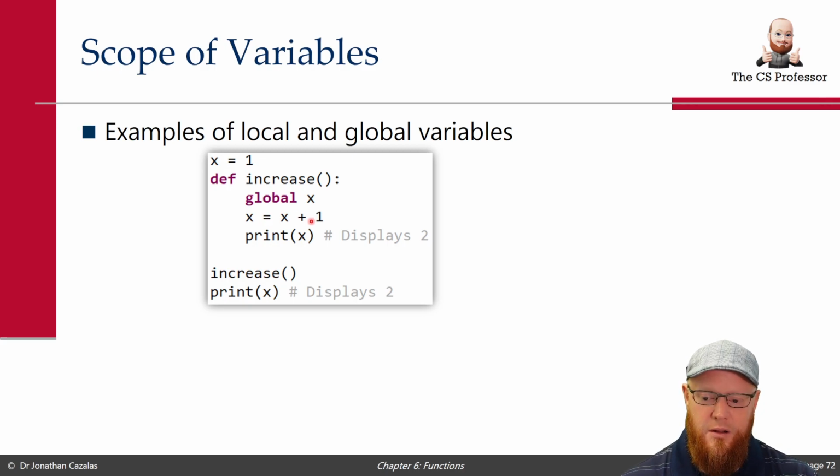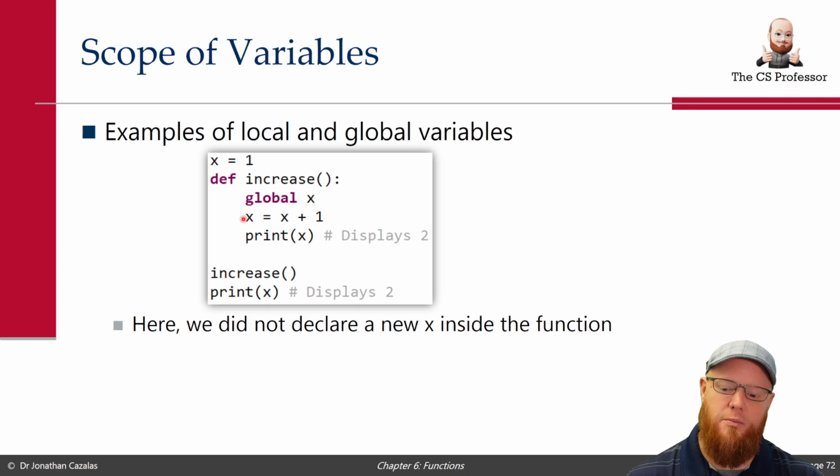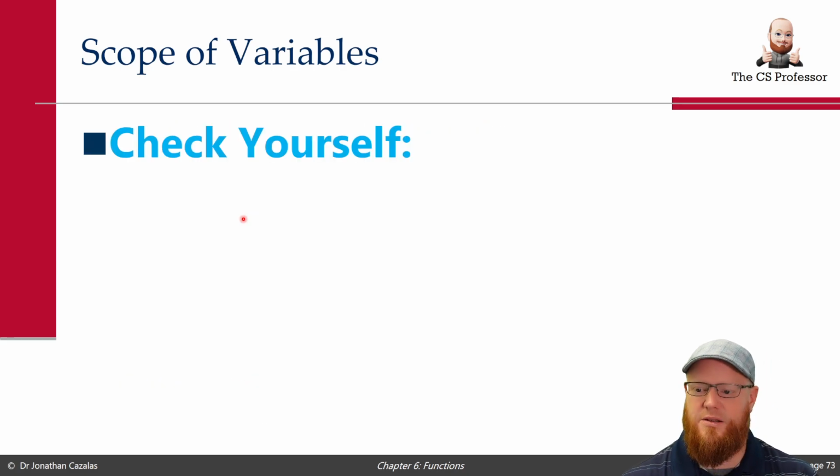And so here, when we increment x, we're actually incrementing the global variable x. So we're going to print x, which displays 2, and then after the increase function has completed, we print x. It will still display 2 because inside this function, we actually incremented the global variable x.